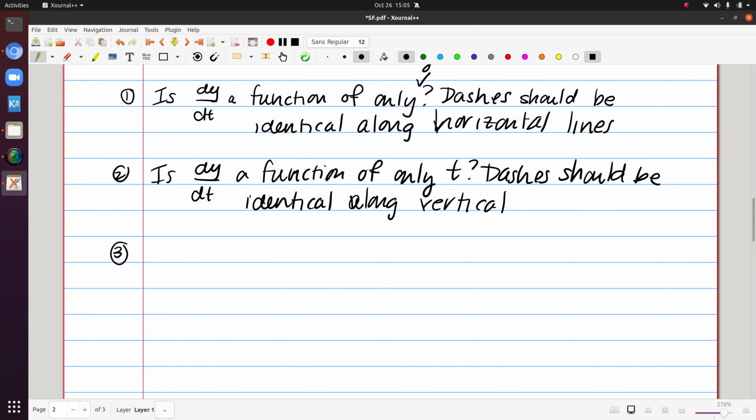The other thing that we saw that was easy to spot if I had a computer-generated slope field is looking at where is dy/dt equal to 0.